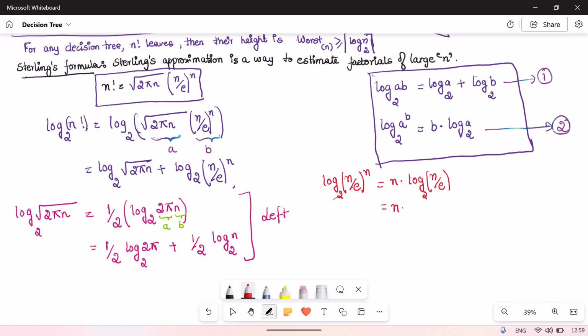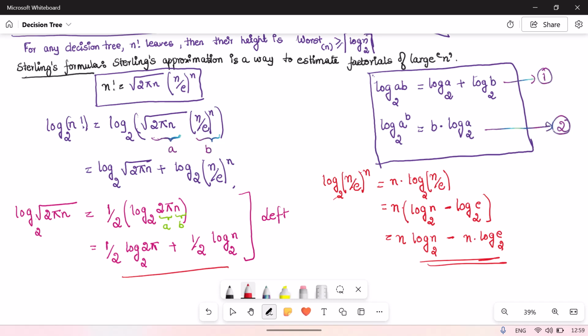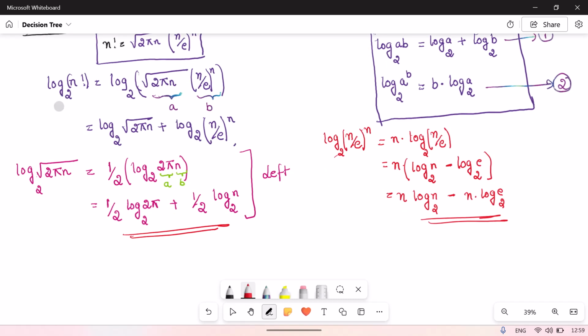So n into log (n by e) can be written as n into (log n to the base 2 minus log e to the base 2). So this will become n log n to the base 2 minus n log e to the base 2. So this is the left side and this is the right side. Now you combine both.